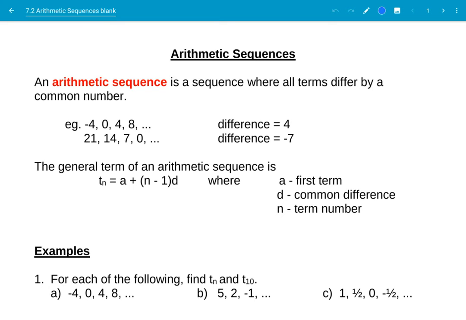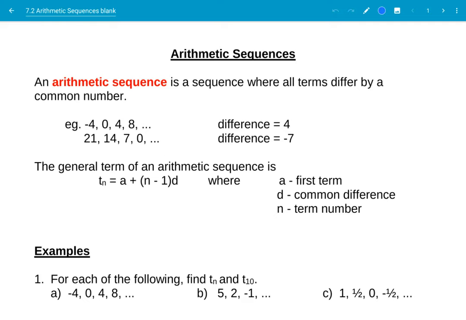All right, in lesson arithmetic sequences. An arithmetic sequence is a sequence where all the terms differ by a common number. So you're adding or subtracting, so adding a negative, the same number to go from one term to the next and to the next. So the first one, each term is 4 more than the term before. So that's a common difference.